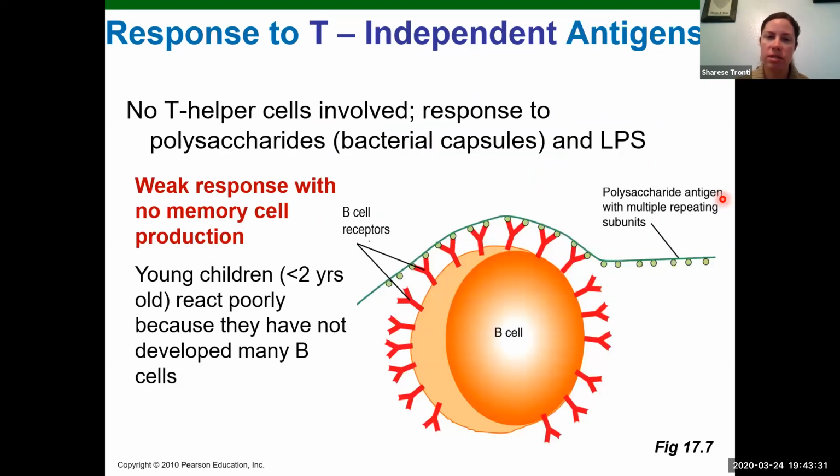Now we can also see in some cases where the B cells can be activated independent of the T cells, independent of the helper T cells. This is only when they come into contact with bacterial capsules or the lipopolysaccharides. In this case, they'll be activated without the helper T cells, but it is a much weaker response, and it's not going to produce any memory cells.